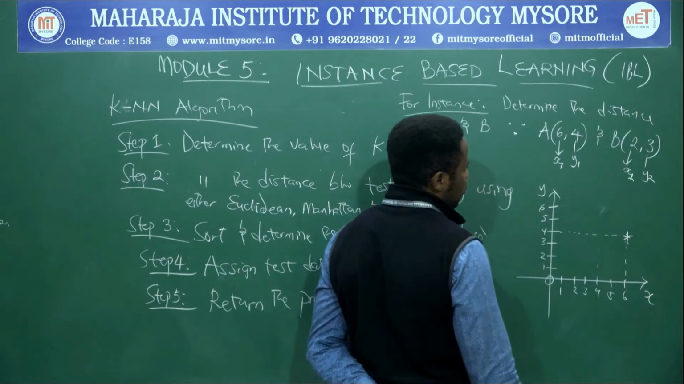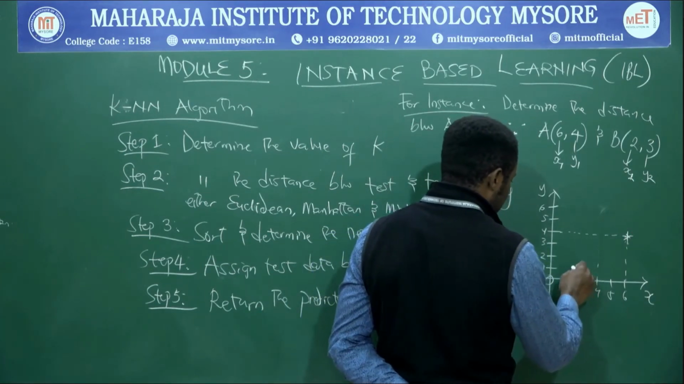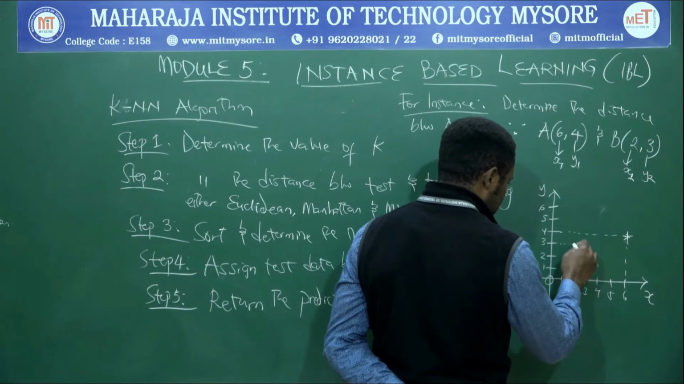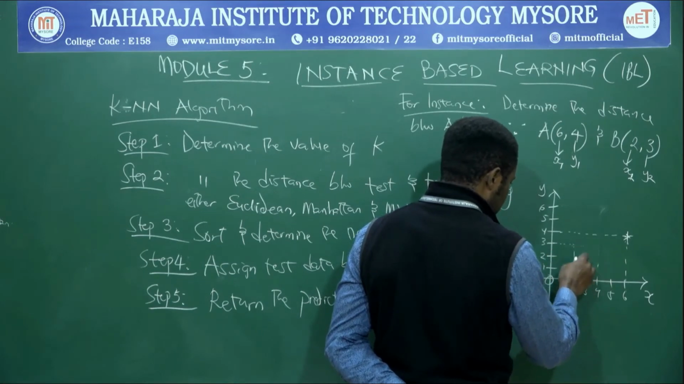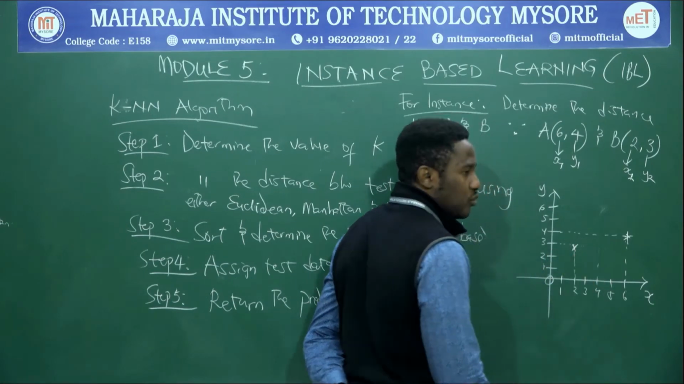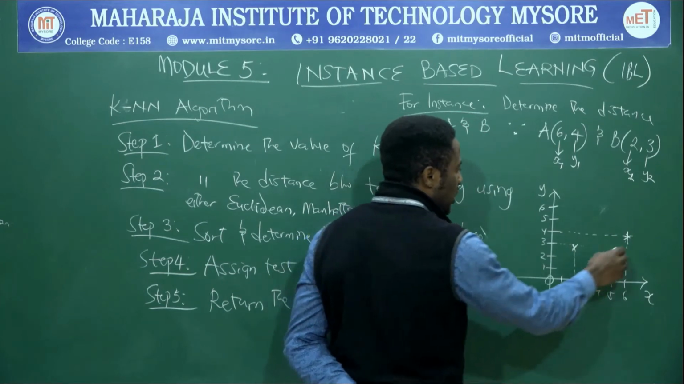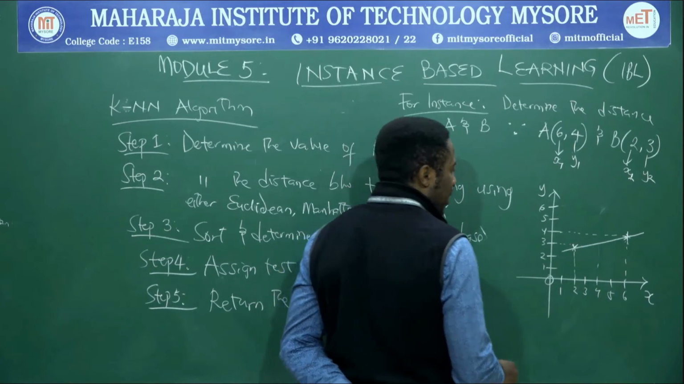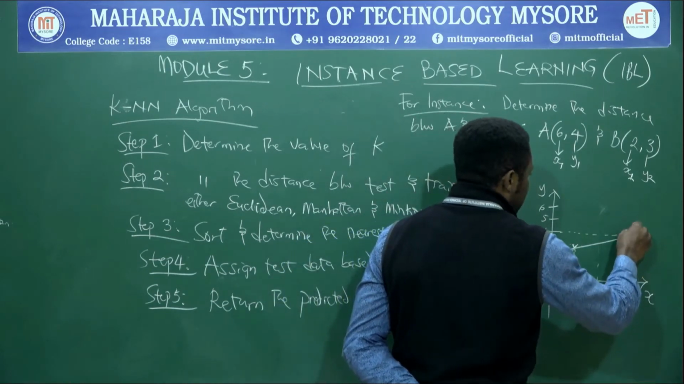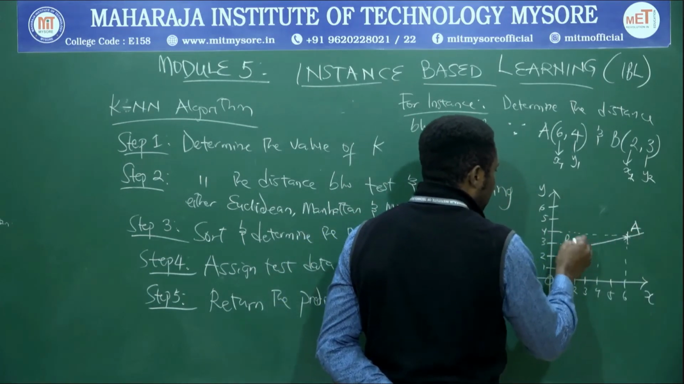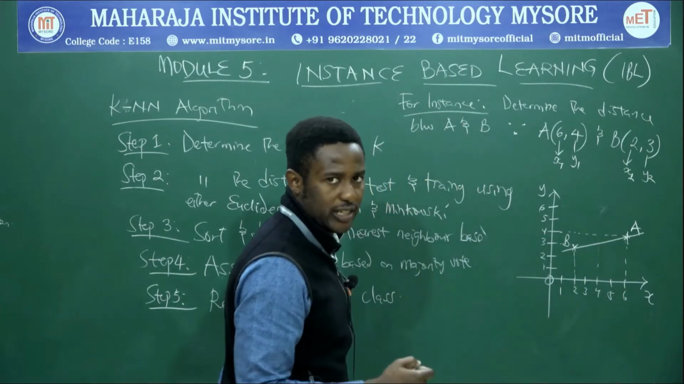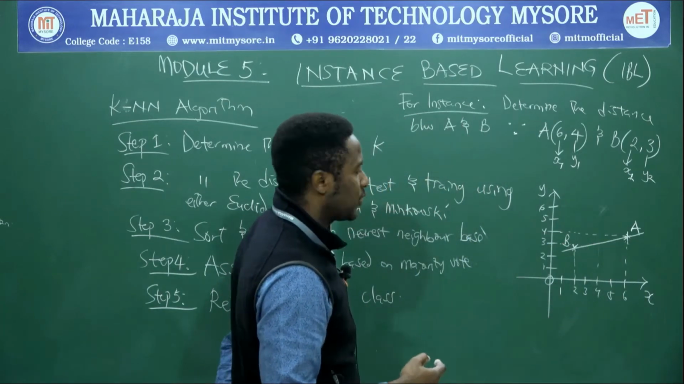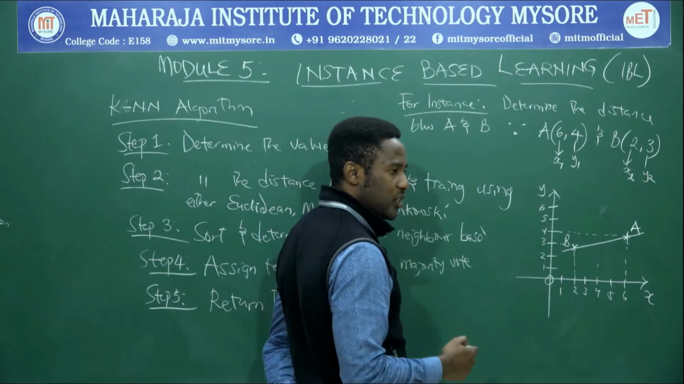Now the next is 2, 3. So 2 is x, 3 is y. Right? Now I've got these two. So what I will do, I will join it with a straight line. Now my question is, A is here, B is here. How far are they from each other? So that is the distance, right? Now, how far are they from each other?